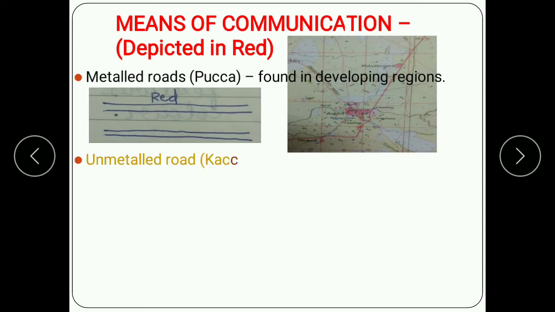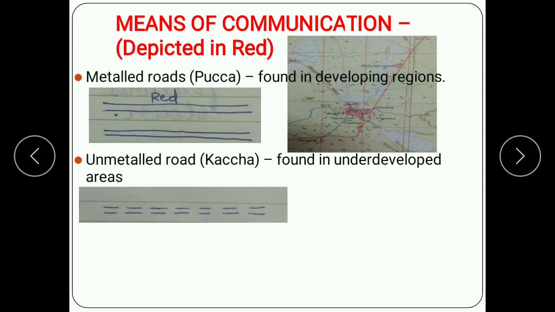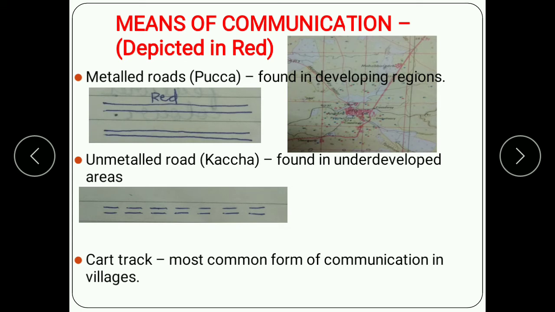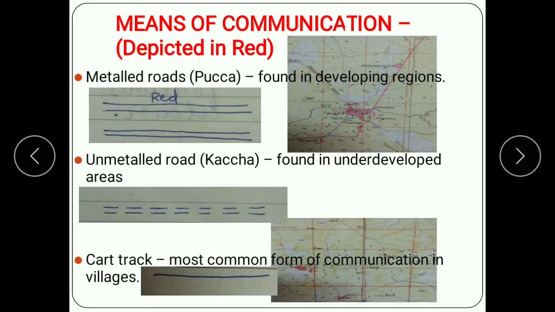Next, unmetal road, that is also a kacha road. These are found in underdeveloped regions. These are the same as metal roads, but they are broken. The path is broken, so this is not an indication of a developed region. This is an indication of a rural area. Next, cart tracks, which are the common form of communication. Among all these three, cart tracks, which are shown in a single red line, are the most widely spread transportation system, mainly in the rural regions.